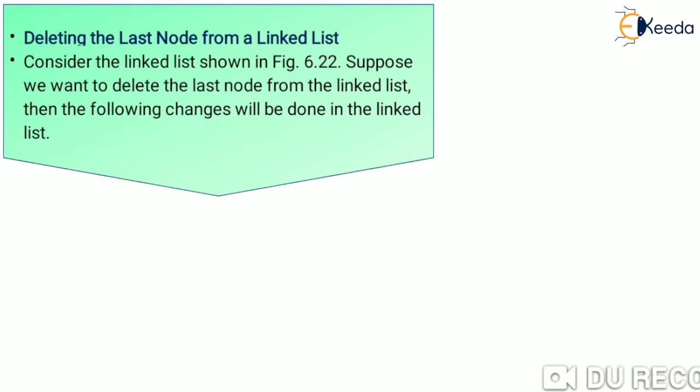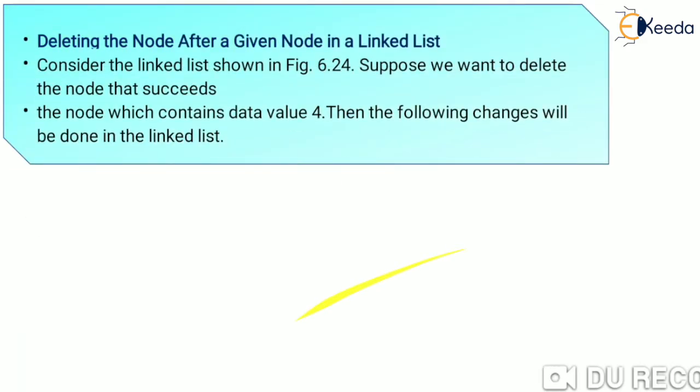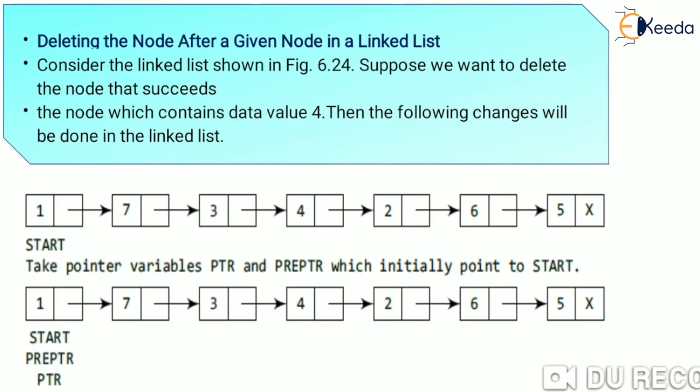Now next is deleting the node after a given node in the linked list. For a given node, again we are using both pointers, the pre-pointer and the normal pointer. Here the procedure, considering figure 6.24, is: suppose we want to delete the node that succeeds the node which contains the data value 4, then the following changes will be done in the linked list. So succeeding the 4, we are deleting that particular element.